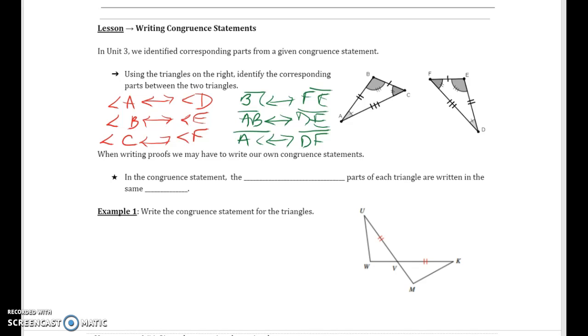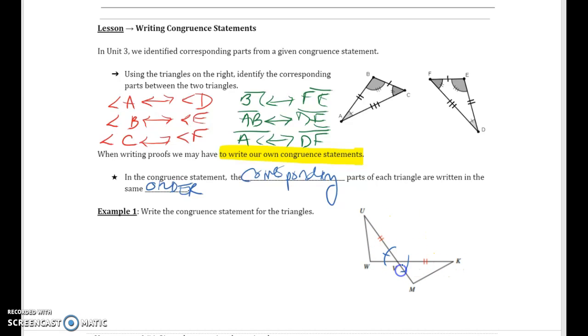So when writing proofs, we have to write our own congruency statements. In order to do this, we must have the corresponding parts of each triangle written in the same order. Just like when they gave us the congruency statement, we could tell which parts were congruent by which order they were listed in. So we're going to do that ourselves, because we're not going to be given that in all scenarios. Here they give us UV and VK, so we know those parts are congruent.